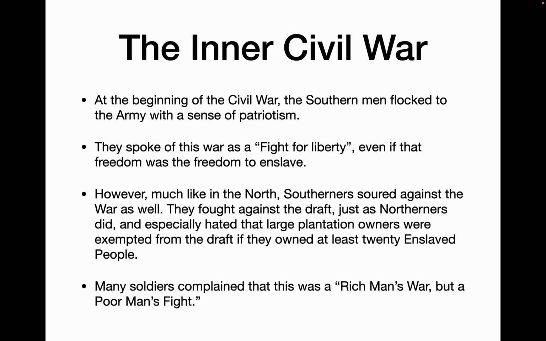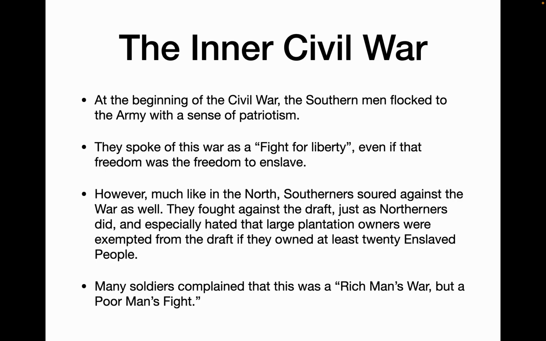However, much like the North, Southerners started to sour against this war. Morale dropped during this time, especially once the draft got started. The draft got started in the South just like it did in the North, so you could be involuntarily forced to join the army. And one of the things that really rankled a lot of Southerners was that poor Southerners did not have any other choice. They had to join when they were drafted. However, if you were a wealthy Southerner, if you owned a plantation that had 20 or more enslaved people on it, you could actually be exempted from the draft.